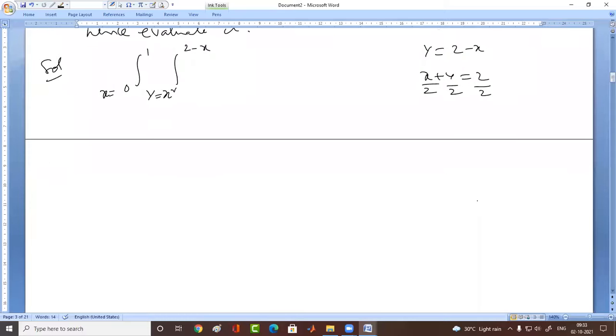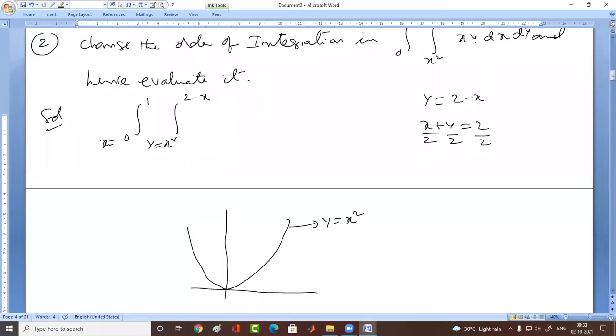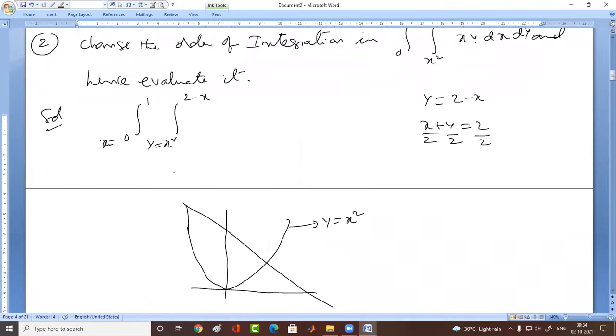Listen carefully. Same procedure. First, y equals x squared, a parabola. y equals x squared or x squared equals y. There's no problem. And the upper curve is a straight line, x plus y equals 2. Same diagram, but the region is totally different.